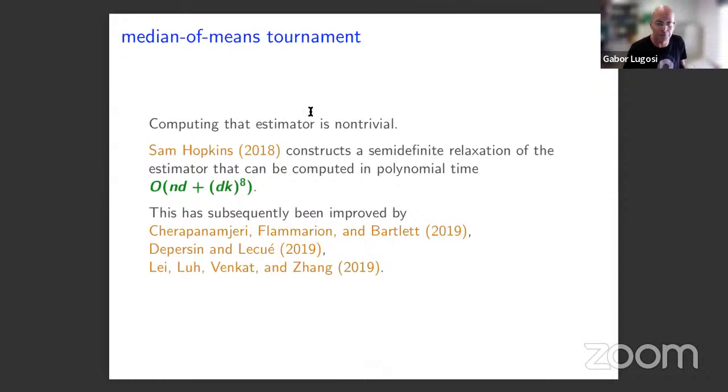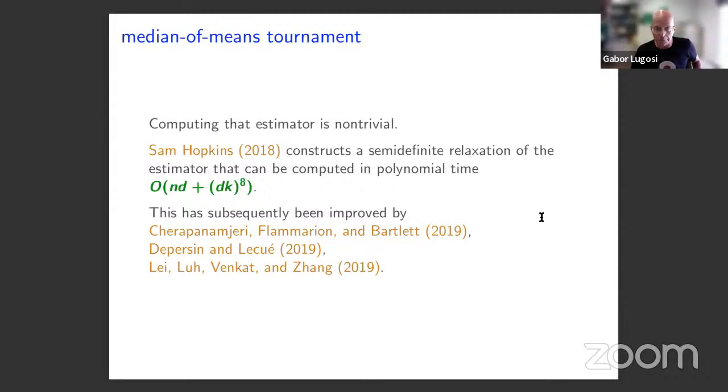Now, of course, you see from the definition of this estimator that the computation is really non-trivial. One can prove easily that this is a measurable function, but computation of it is at least exponential in the dimension if you do it in a naive way. However, Sam Hopkins showed that a version of this estimator can actually be computed in polynomial time. He came up with a semi-definite relaxation of this estimator and showed that it can be computed in time polynomial in the sample size and the dimension. And this bound has been improved by different estimators by the authors that I listed.